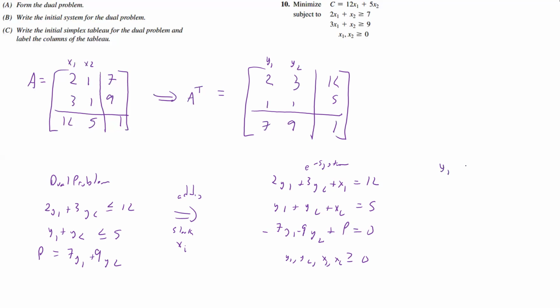So we have y1, y2, x1, x2, P, and we might get everything in here. And then our X1, X2, and P. And so now we have a 2, a 3, a 1, a 0, a 0, a 12. And then we have a 1, a 1, a 0, a 1, a 0, and a 5. And a minus 7, a minus 9, a 0, a 0, a 1, and a 0. Okay, so that would be our initial tableau, and that's what they're asking us to do.